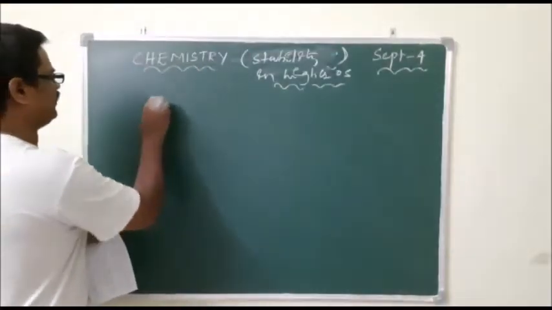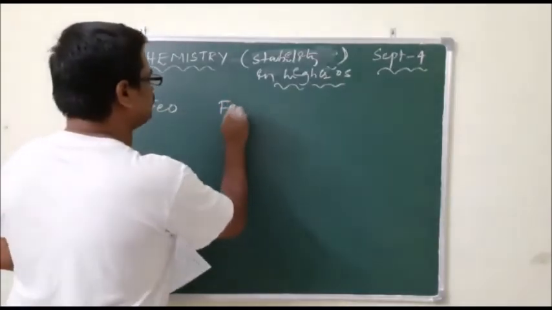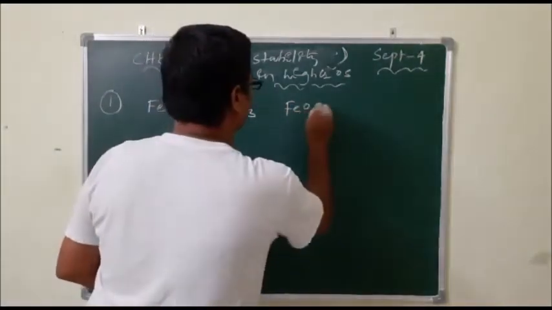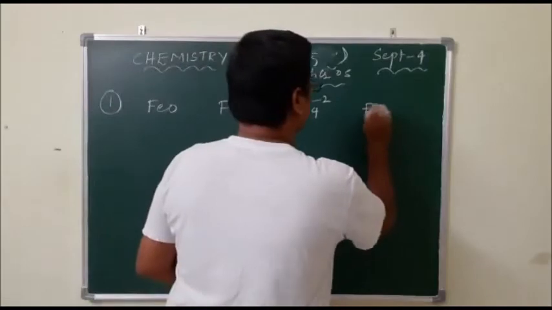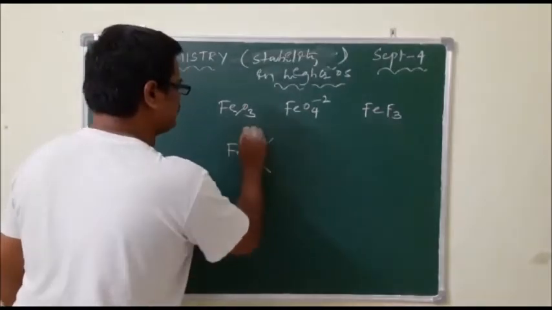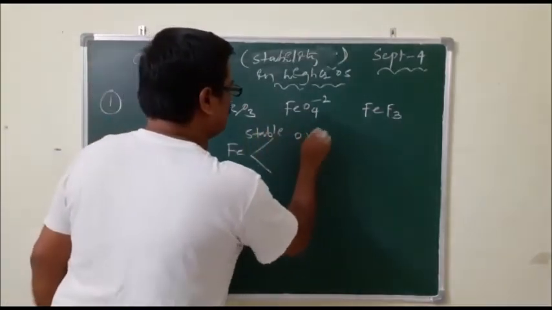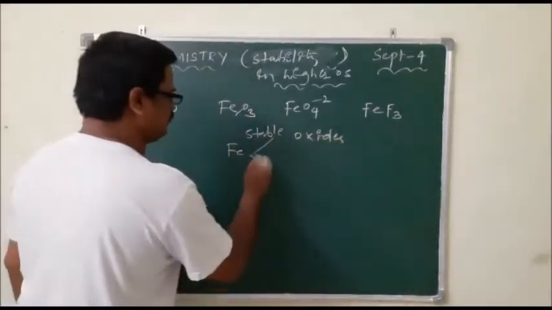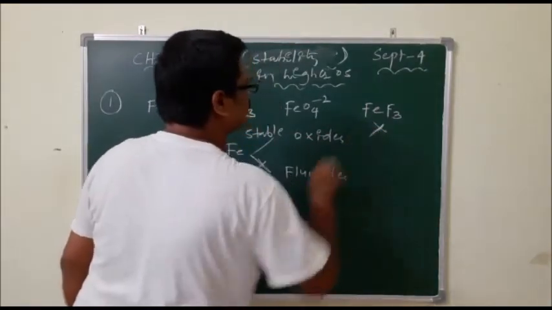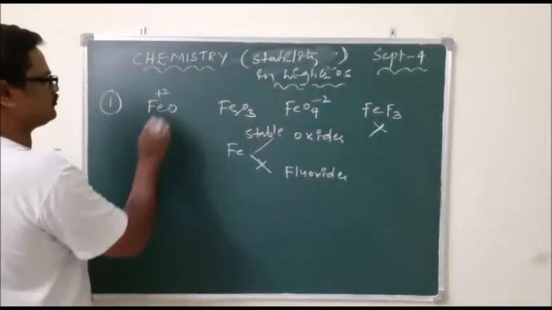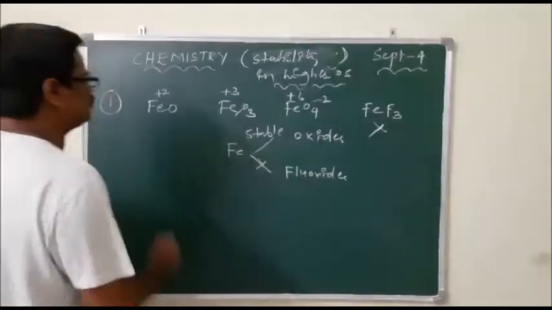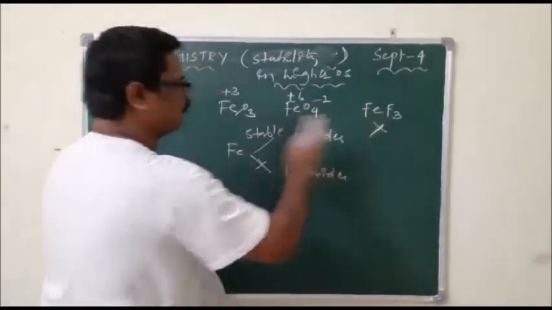We know that four options are given. One is FeO and the second one is Fe2O3. Question number one: Fe2O3, and ferrate is also given, FeO4 minus 2, and FeF3. Don't forget that iron is stable with oxides, but not with fluorides. So that's why option 4 is wrong. FeO and Fe2O3 have less positive oxidation states, plus 2 and plus 3, and FeO4 minus 2 means plus 6, right? So the least oxidation state and the fluoride, both we can remove.